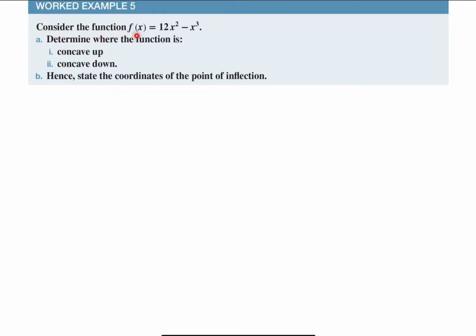Consider the function f(x) equals 12x squared minus x cubed. Determine where the function is concave up or concave down. So we know that the function is concave up when the second derivative is greater than 0, and when the second derivative is less than 0, it's concave down. So I can go and see where these are usable.